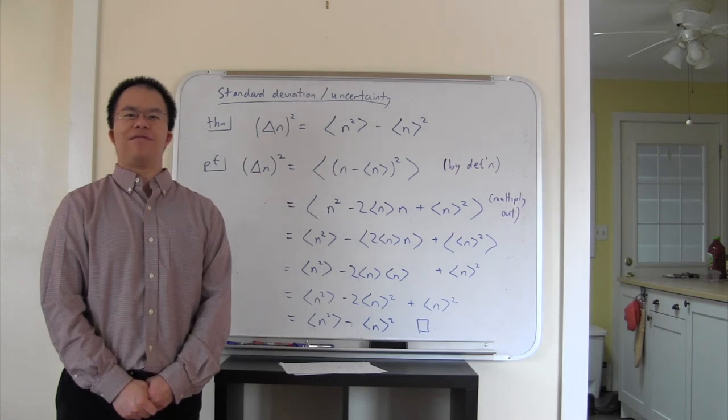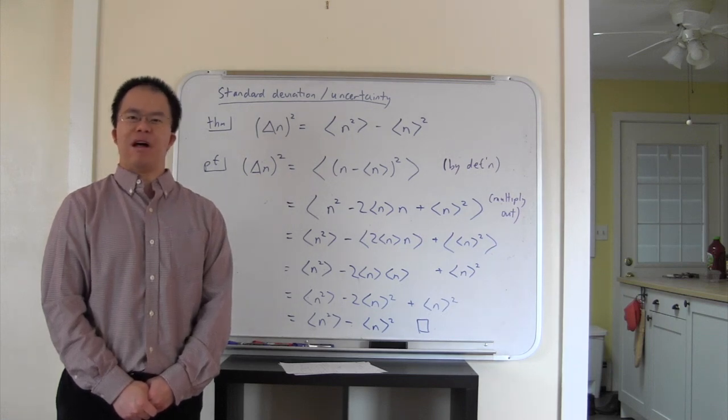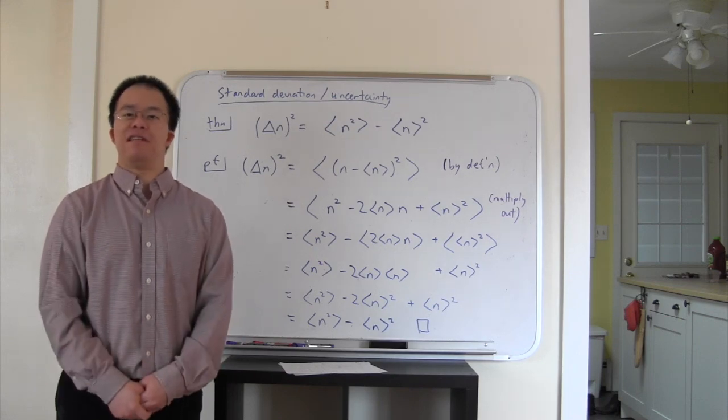Now, let's have you look at an exercise involving calculating the standard deviation of n when you roll a 6-sided die.